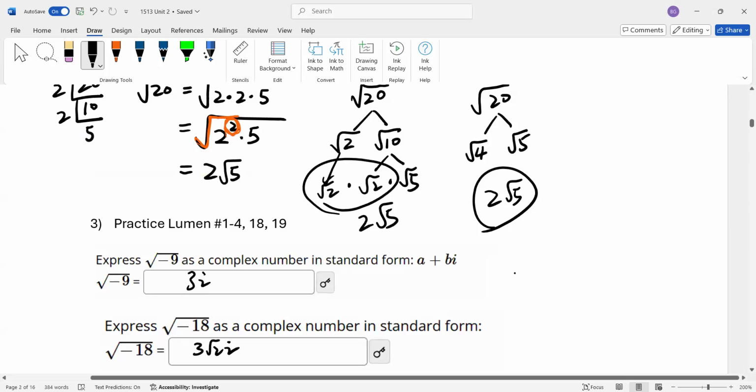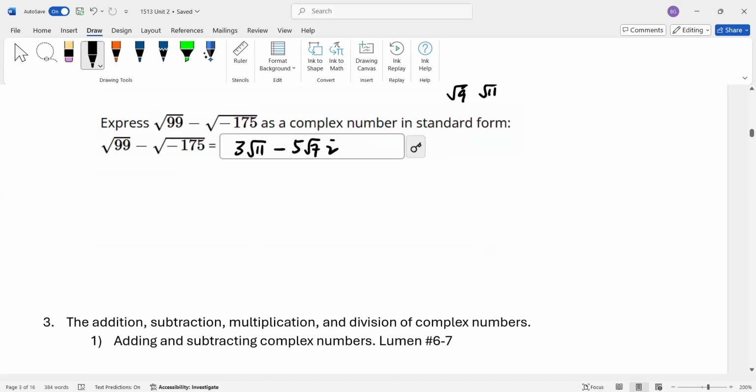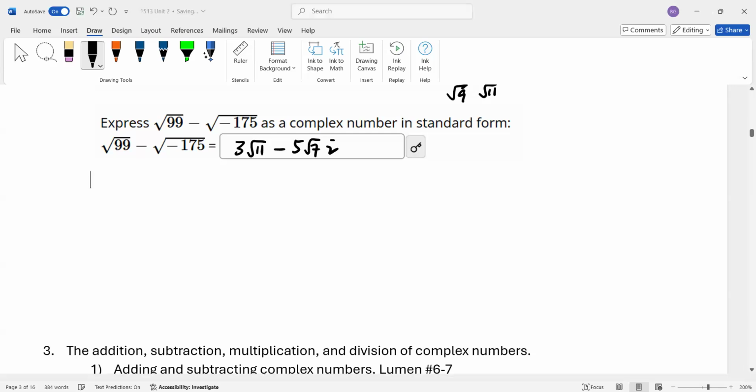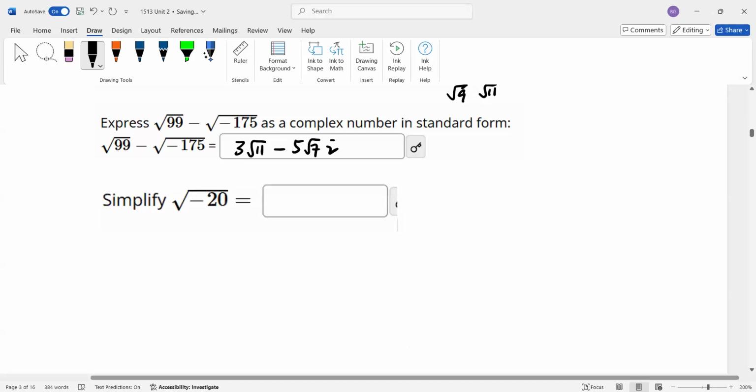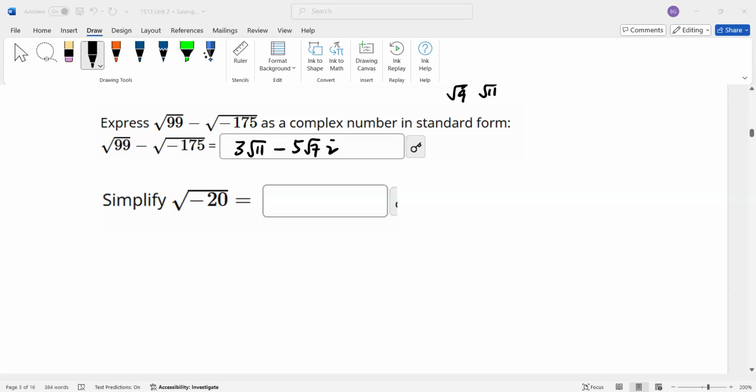Now we go to 18 and 19. Lumen 18 and 19. 18 actually is the same as what we have done earlier. Try this one. And 19.